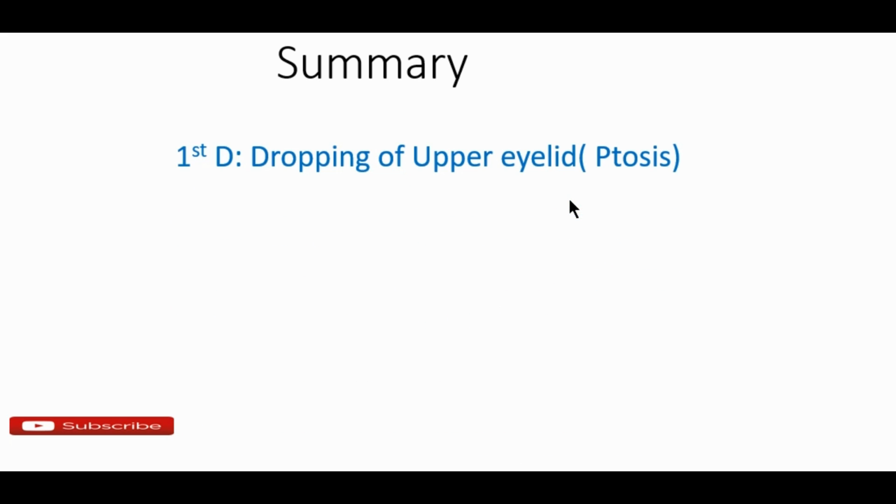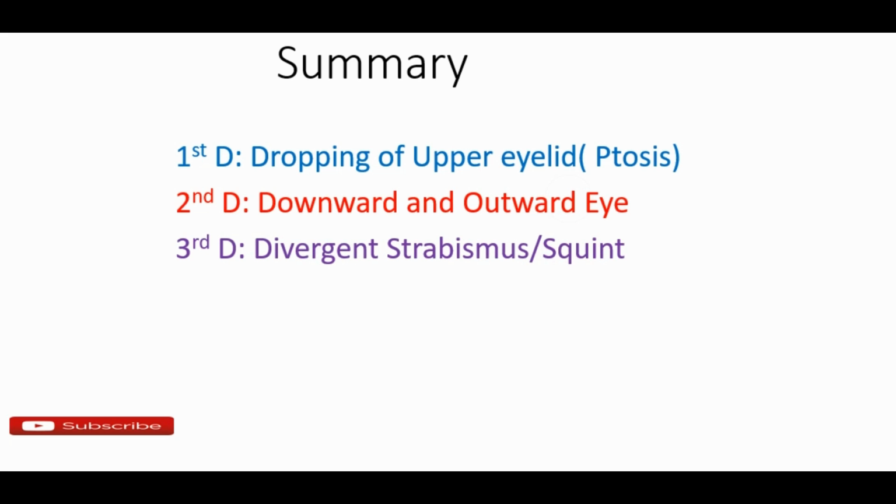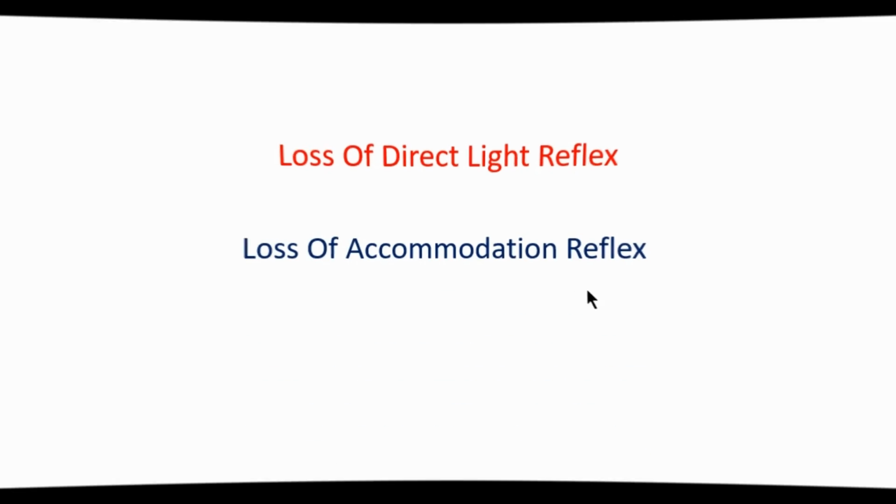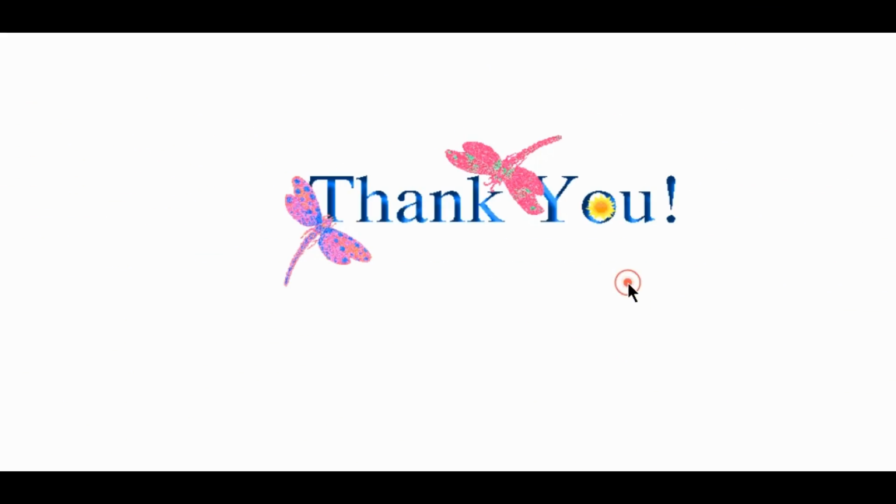So in summary, we can memorize these things with some Ts and Ds. The first T is drooping of the upper eyelid, or ptosis. Second T is downward and outward eye. Third T is divergent strabismus or squint. First D is dilated pupil. Second D is diplopia. And there is loss of direct light reflex and loss of accommodation reflex for near vision.